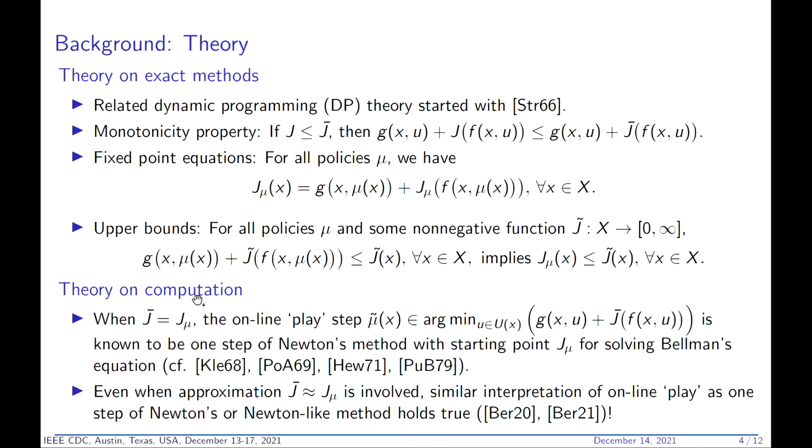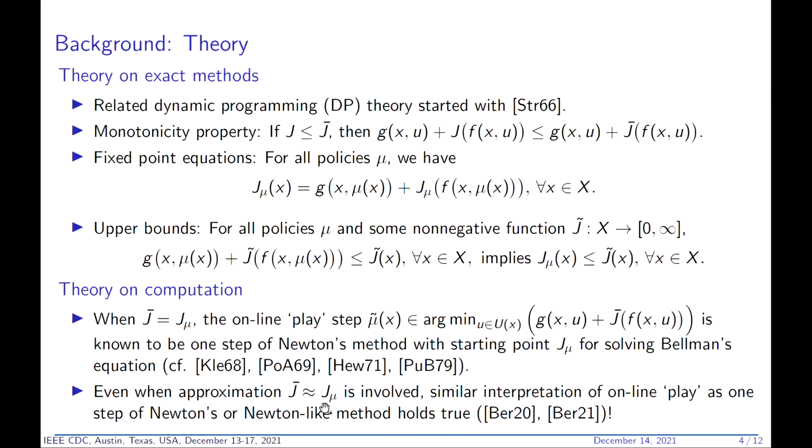In terms of theory on computation, we know that when J bar is set equal to J mu, then the online play step is one step of Newton's method with starting point J mu for solving Bellman's equation. This has been known since the 60s in various contexts. However, what has only been revealed recently is that even if there are approximations involved, a similar interpretation of online play as one step of Newton's or Newton-like method holds true.